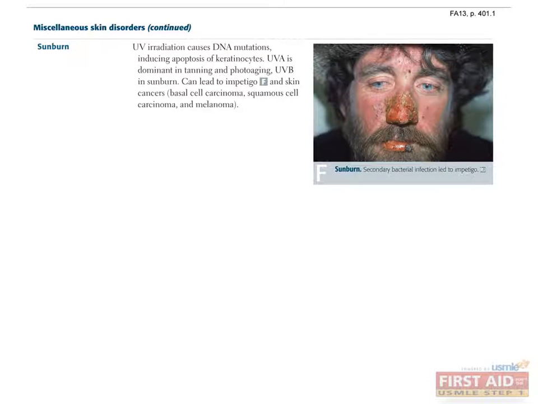Finally, let's talk really briefly about the common sunburn. Basically, the idea is that UV radiation from the sun induces apoptosis in the keratinocytes in the epidermis. This is predominantly caused by UVB radiation. As most of you know, excessive sun exposure and blistering sunburns are risk factors for skin cancer.